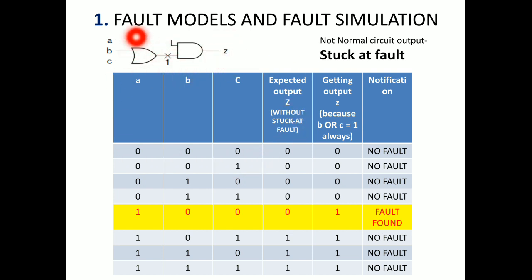But when A equals 1, the AND gate will consider the other input also. When A equals 1, for the combination of B equals C equals 0, the output should be 0. But what is happening? The output of the AND gate is always 1. So this combination gives 1 1. So we are getting a wrong output, which is not supposed to happen.